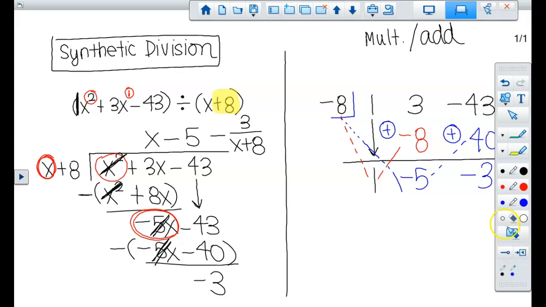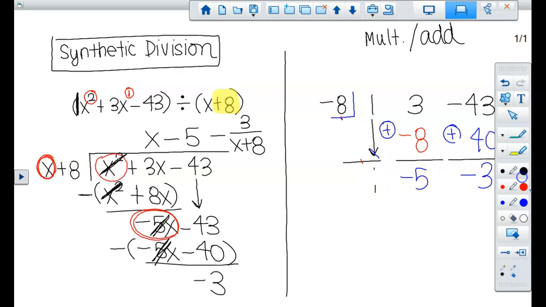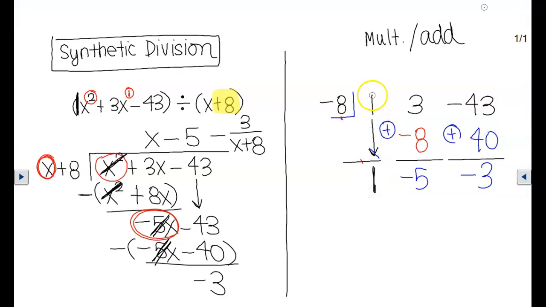So let me clean this up a little, and make sure you see what we just did there. We started out the process by bringing this 1 straight down below the line. Your negative 8 multiplies by that number that's below the line. So negative 8 times 1 is negative 8. You put that underneath your next number, and then you add. 3 plus negative 8 is negative 5. Now that negative 5 below the line gets multiplied by the negative 8. So negative 8 times negative 5 is a positive 40. You put that underneath the next number, and then add. Negative 43 plus 40 is negative 3.